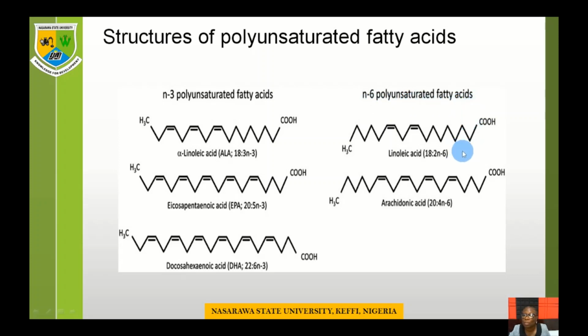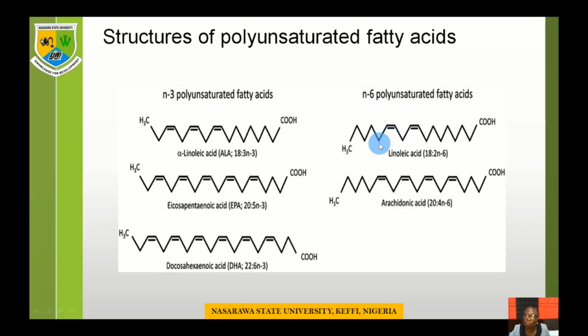So you can see it has 2 double bonds, but if you are counting from here, the double bond will be on 1, 2, 3, 4, 5, 6, 7, 8, 9. To be on 9. So these two, linoleic and arachidonic acid, they are an omega-6 polyunsaturated fatty acid.